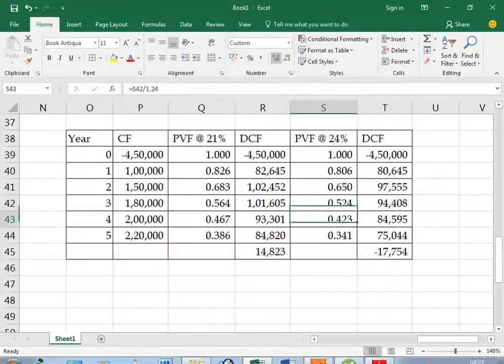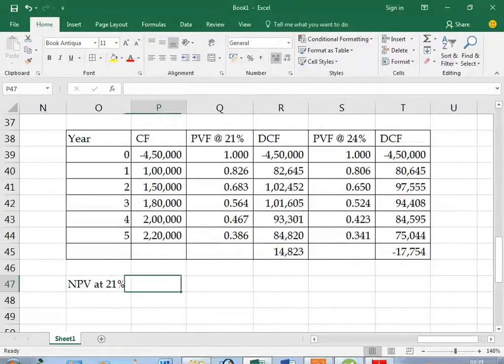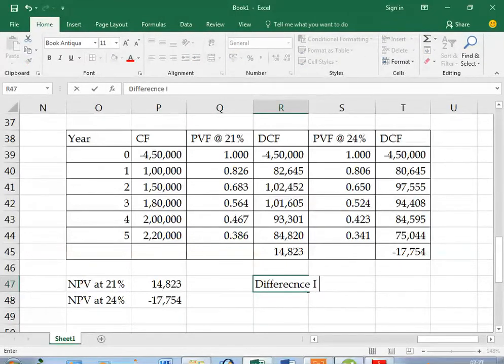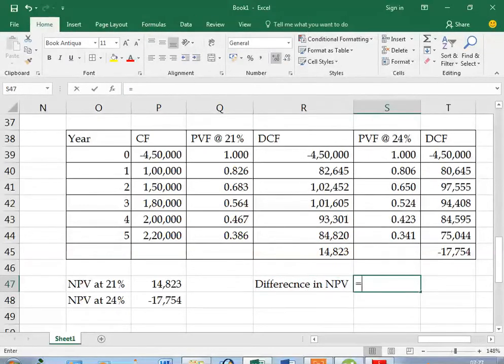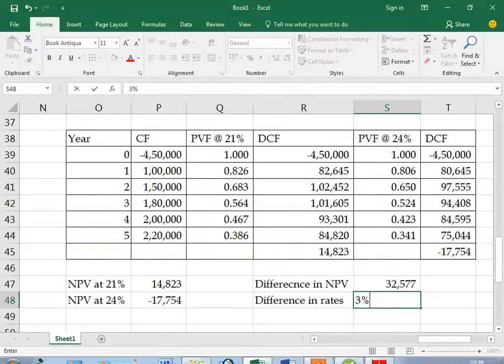Now what I finally get is NPV at 21% is 14,823. NPV at 24% is minus 17,754. I have a formula, I'll give the formula in some time. Difference in NPV between these two is 32,570. From positive, we are going to negative. Difference in rates is 3%. A 3% change in rate leads to 32,577 change in NPV.